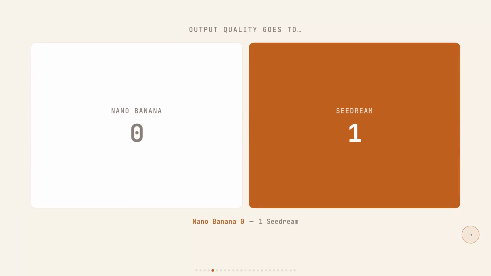Seedream takes output quality, and I didn't expect the margin to be this clean, given how close the scores look on paper. But community signals across newer model generations kept pointing the same direction. That puts Seedream up 1-0, and it earns that lead on raw generative punch alone.